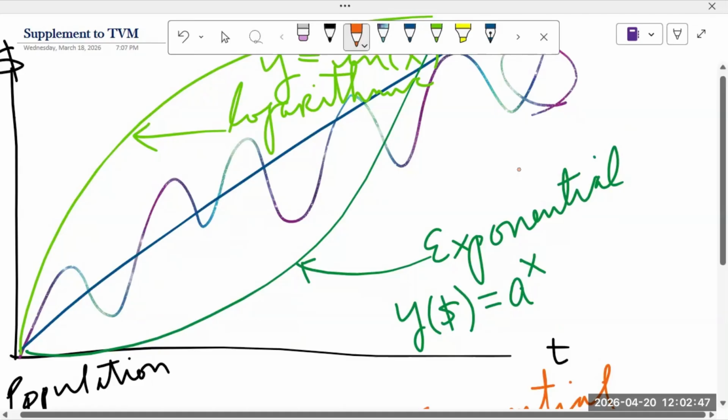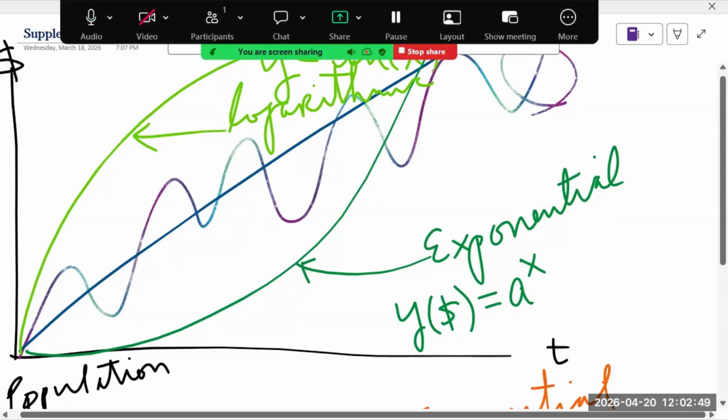All right. So that's the supplemental lecture to the time value of money. Okay, all right. Let me stop this recording, stop sharing and meeting.